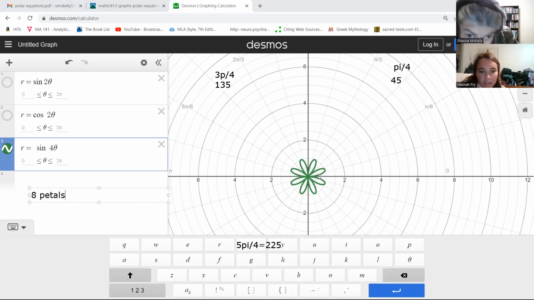So you have 8 petals. Let's do the easier part first. How far apart are they going to be? All circles are 360 degrees around. Divide that by 8 for me. Tell me what you get.